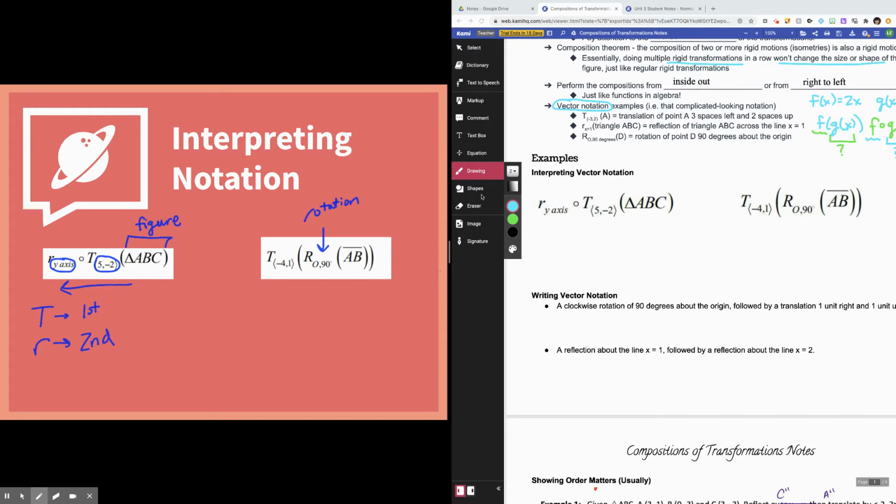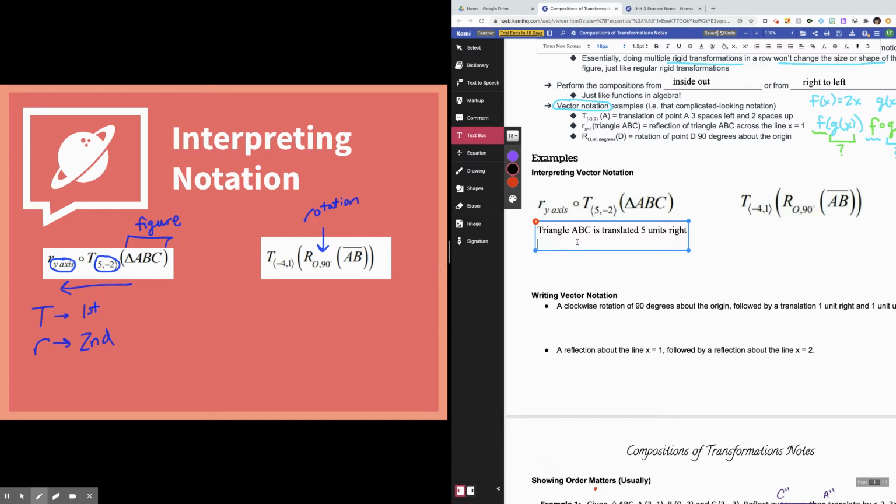All right, so if I was to interpret or write out what's actually happening in this vector notation scenario, I would say, and I'm on the right side of the screen now, FYI, I'm writing in your notes: triangle ABC is translated. So that's my first transformation: translated 5 units right, because it's positive x, and 2 units down, because that's a negative y value. So that's what happened first.